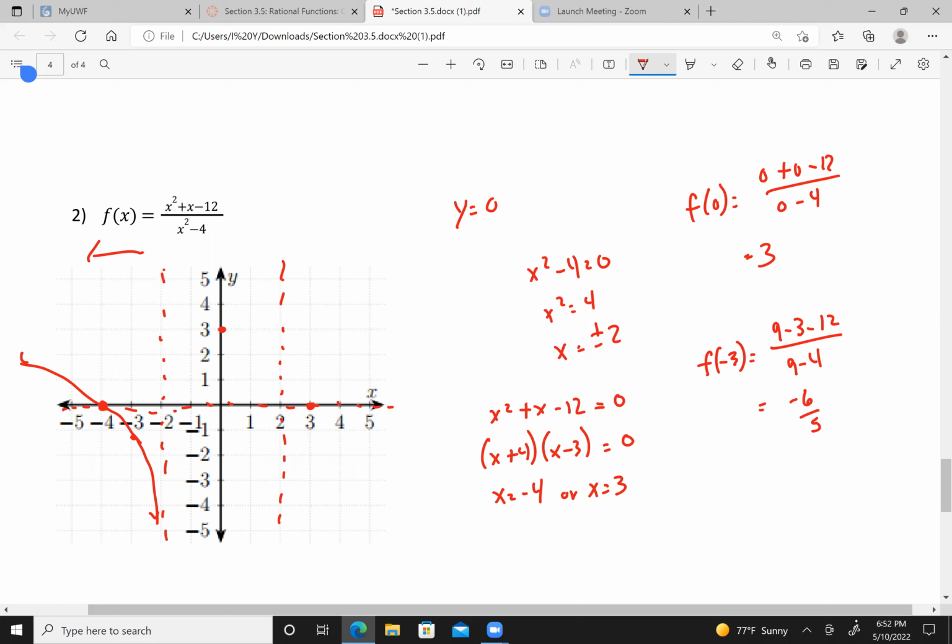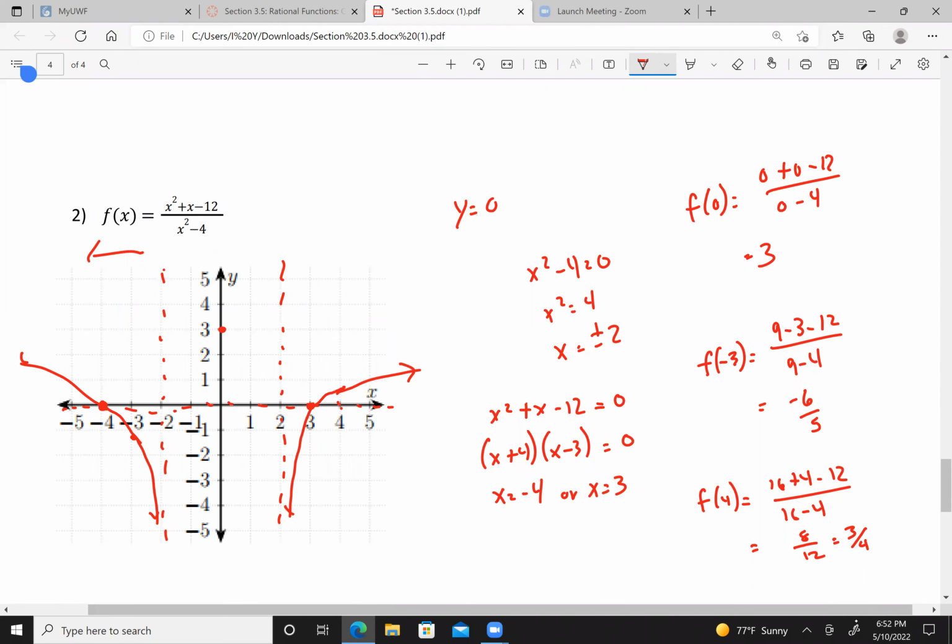Okay, let's go ahead and look at 4 here. f of 4 equals 16 plus 4 minus 12 over 16 minus 4, which is 8 over 12, or 3/4. Now that is here. Now we're looking at something like this. Now let's find the middle.